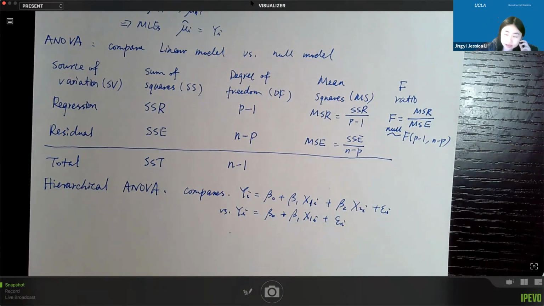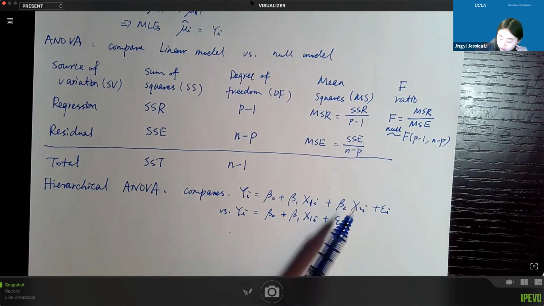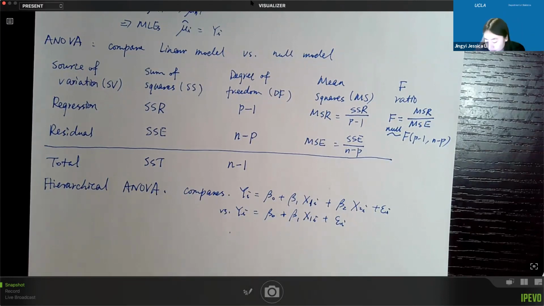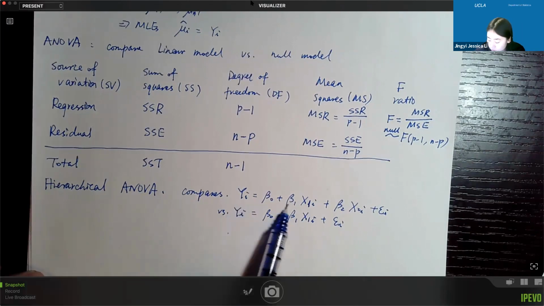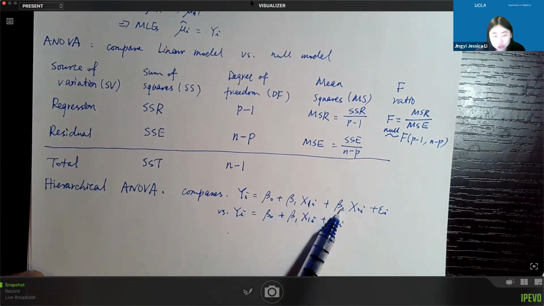Okay, it's a nested model. And then you can see it is equivalent to what? First, in this case, it is equivalent to a t-test because you're basically testing whether beta 2 is equal to 0. Second, you can also think of it as a special case of the likelihood ratio test where you have two nested models. Okay, speaking of that, before I go into the hierarchical ANOVA, I want to ask a question for those of you who have learned linear models before. In this model with two predictors, how should I interpret beta 2?